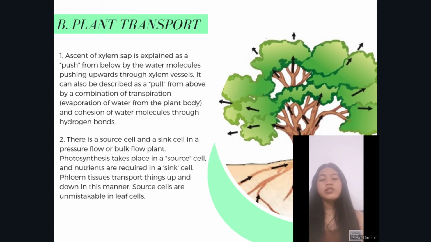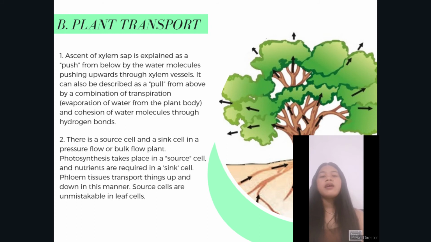ascent of xylem sap is explained as push from below by the water molecules pushing upwards through xylem vessels. It can also be described as pull from above by a combination of transpiration, also known as evaporation of water from the plant's body, and cohesion of water molecules through hydrogen bonds.